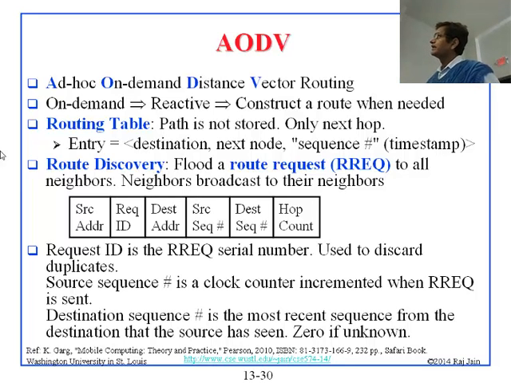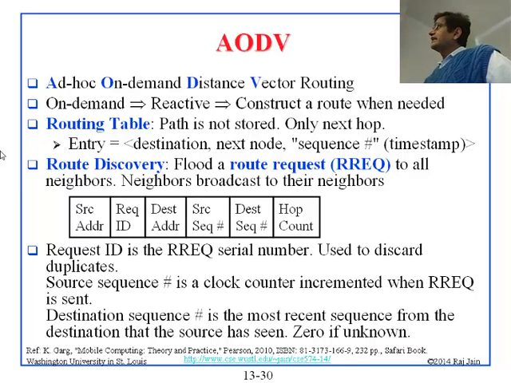So the destination, the next node, the sequence number. Now the sequence number really belongs to the destination, not to the next node. So for the airport, what is the best sequence number I have? And then when you want to do a discovery, you flood a route request to all neighbors. Suppose I don't have a route to the destination, so I will ask all my neighbors, please tell me if you know the route to the airport or whatever I want to go to. So neighbors broadcast to their neighbors. If the neighbors don't know, they will tell their neighbors.